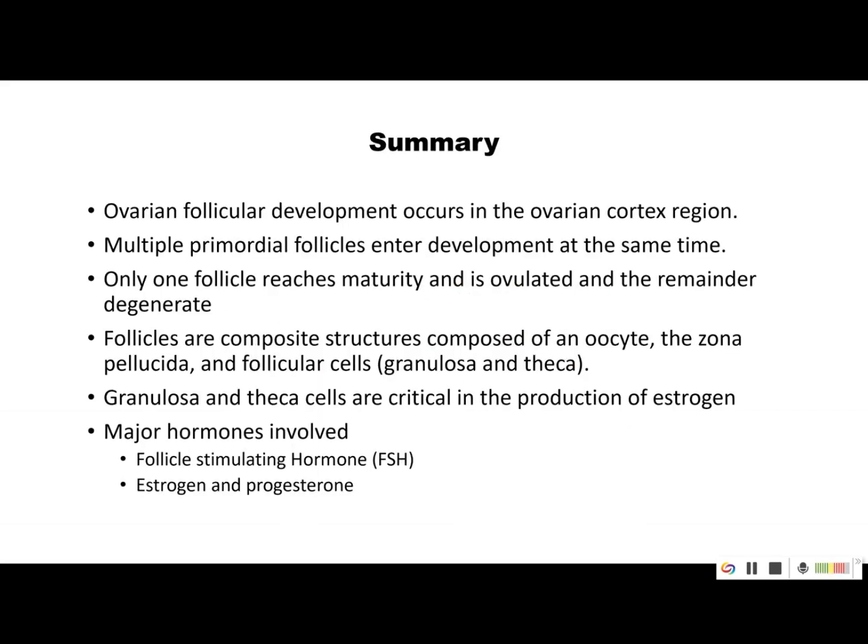To summarize, ovarian follicular development occurs in the ovarian cortex, and multiple primordial follicles enter development at the same time, but only one follicle reaches maturity and is ovulated. The remainder degenerate. Follicles are composite structures that include an oocyte, zona pellucida, and follicular cells. Granulosa cells and theca cells are critical in the production of estrogen. The process of follicular development relies on the secretion of follicle stimulating hormone from the anterior pituitary and estrogen and progesterone secreted by the follicles themselves.